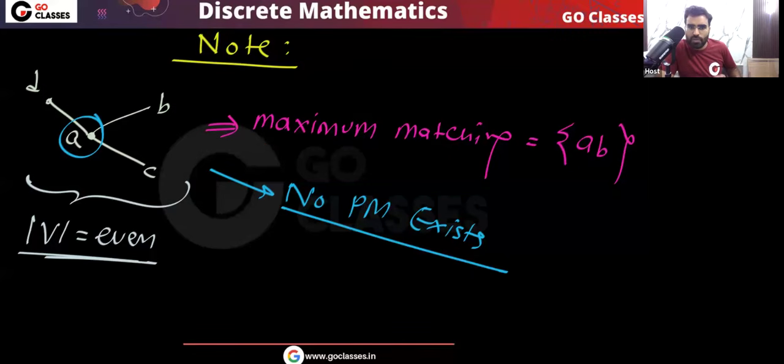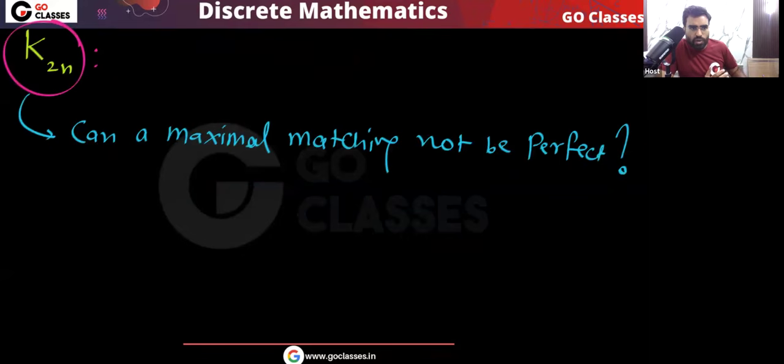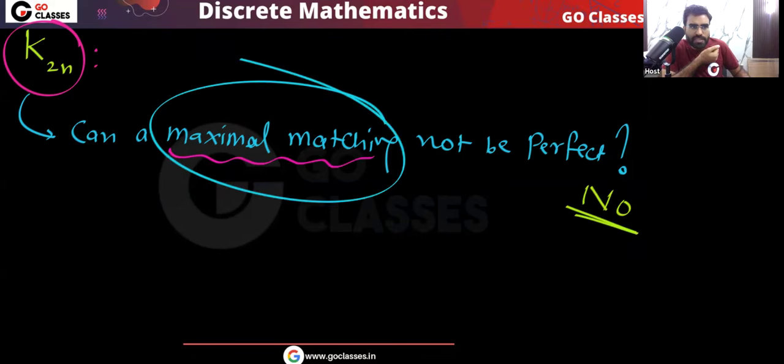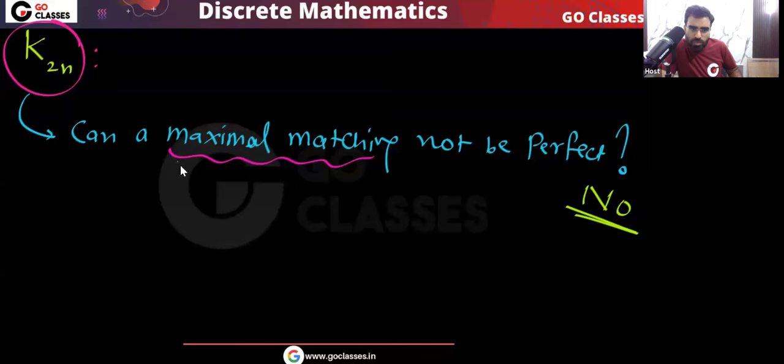But let's talk about the complete graph. For a complete graph, can a maximal matching not be perfect? Is it possible that there is a maximal matching which is not perfect? The answer is no. Every maximal matching will actually be perfect. You can easily prove it by contradiction. If a maximal matching is not perfect, let's assume, you can prove it by contradiction.